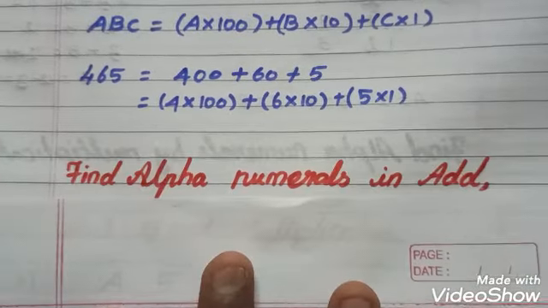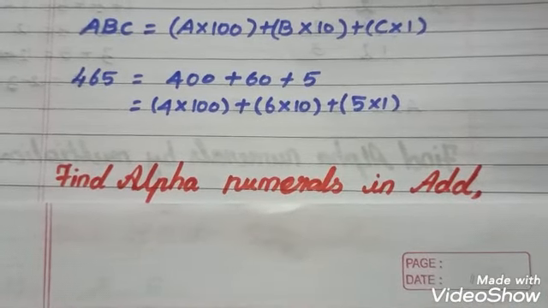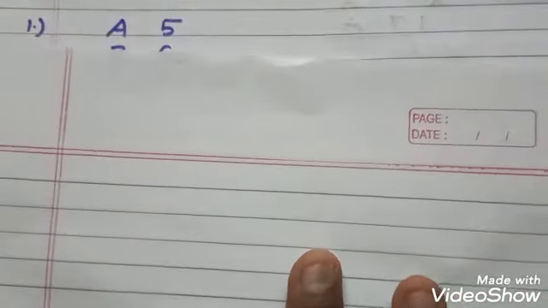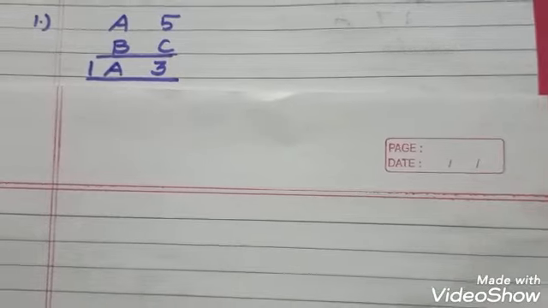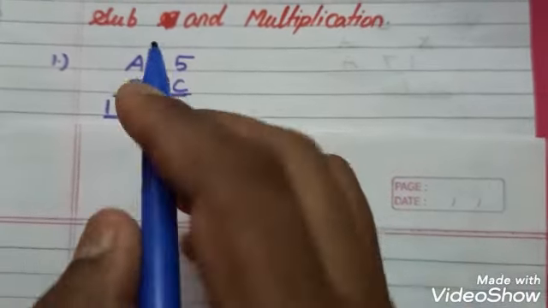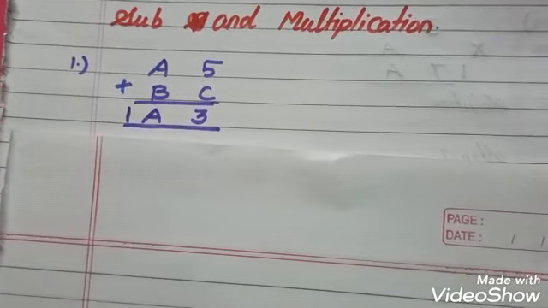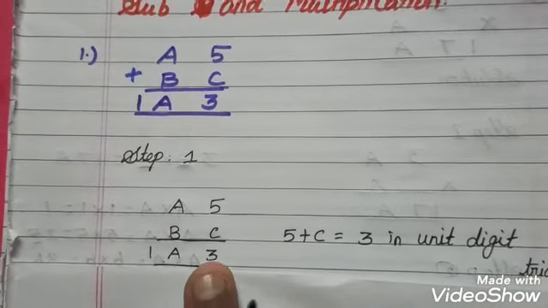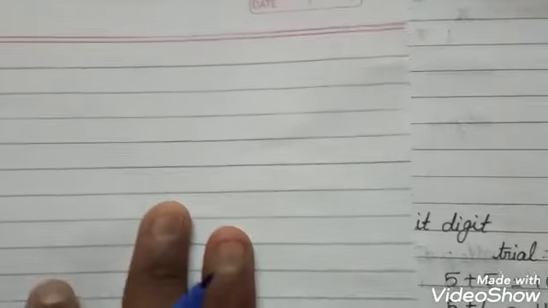Next we move on to finding alphanumerals in addition. I will explain one example. A5 is added with BC and you get the answer 1A3, that is 100 and A3. In this condition, first I write the question as it is: A5 plus BC equals 1A3. Then I take a trial.